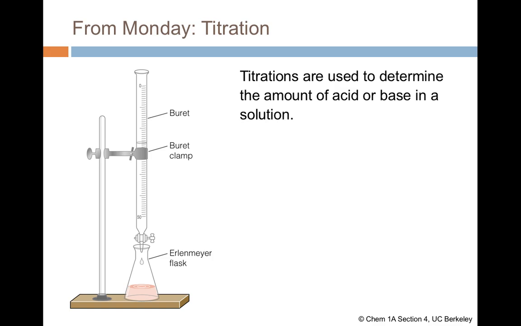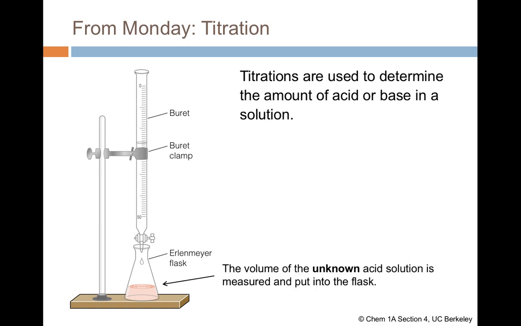Monday's lecture was on titration, which you may have already seen in your 1AL class, but whether you've seen it before or not, know that titrations are used to determine the amount of acid or base in an unknown solution. So what you do to set up a titration experiment is you measure out some volume of the unknown, in this case acid solution, and you put it in a flask, and that flask goes below a burette, which is basically a big graduated cylinder with a little valve at the bottom that lets you start and stop the flow of what is in the cylinder.